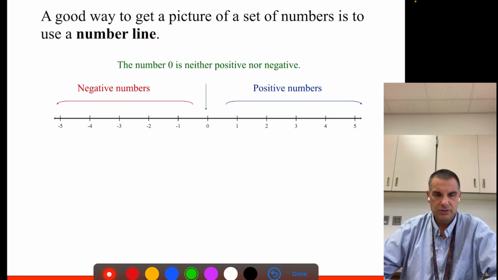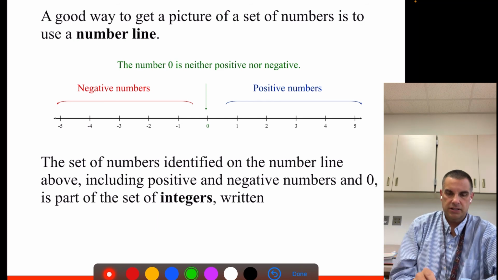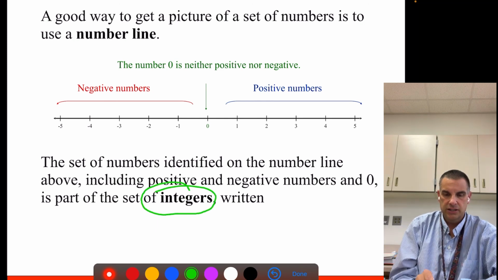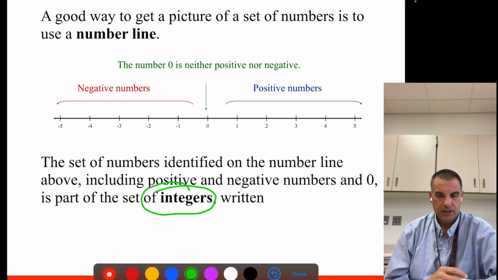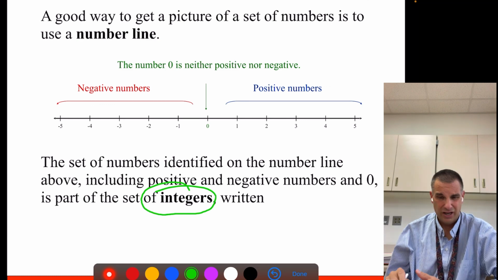Second part, use of number lines. You guys know how to use number lines, so we're going to make this quite quick. The left-hand side is your negative numbers. The right-hand side is your positive numbers. 0, of course, is neither positive nor negative. Here becomes a set of all numbers. Any number on the number line is considered to be an integer. I often say that integers are your positive and negative counting numbers, including 0.